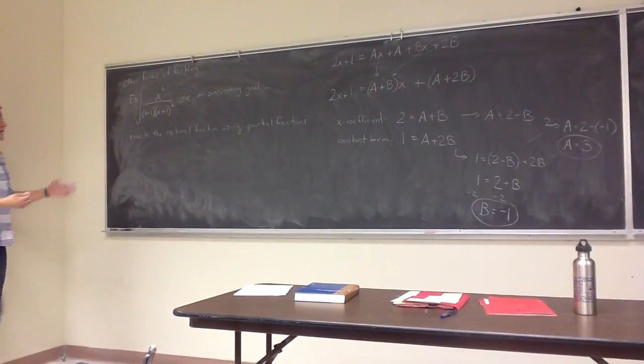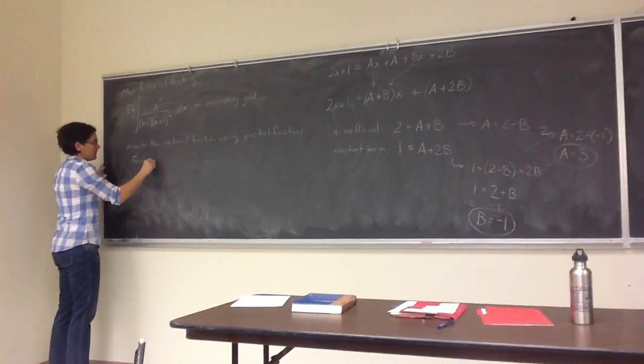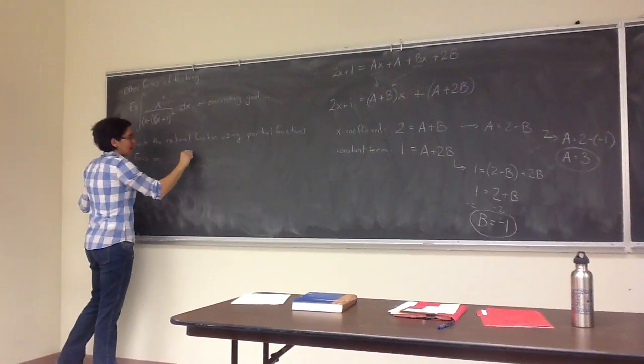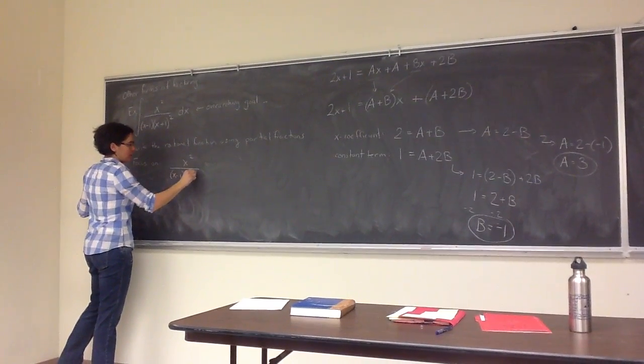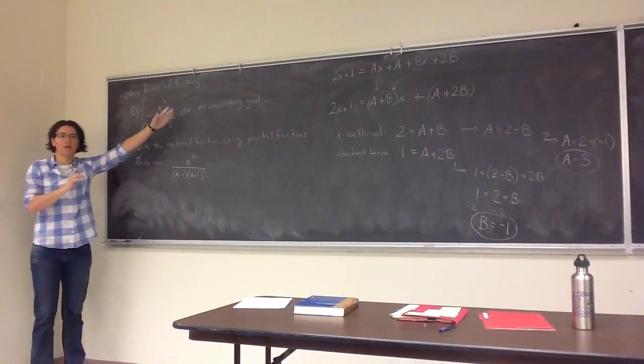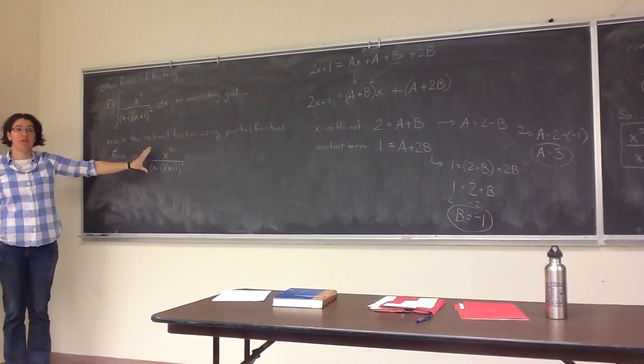All right, now that means that I'm looking and I'm focusing strictly on the x squared over x minus 1 times x plus 1 squared. So I'm completely ignoring the calculus. I'm not worried about the integral or the dx. I just want to focus on rewriting this rational function.